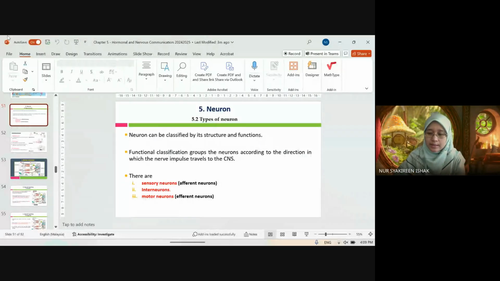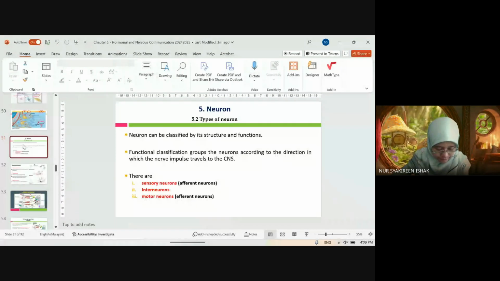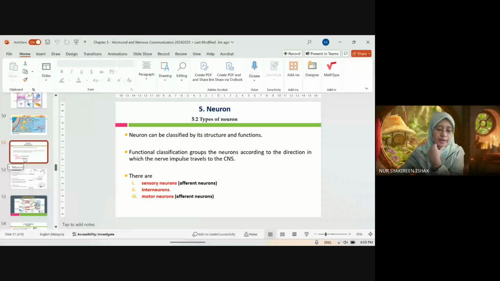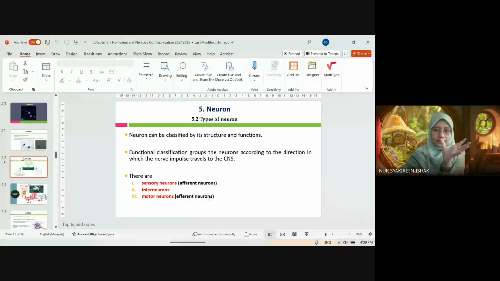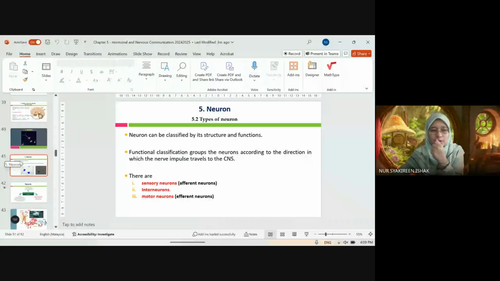Okay, so we are going to continue our lecture with this slide. During our last lecture we looked at the structure of neurons, and the cells that support the neurons. We know that a neuron consists of a cell body. Extending from the cell body, it has the dendrites.